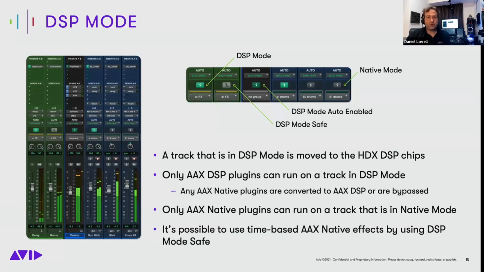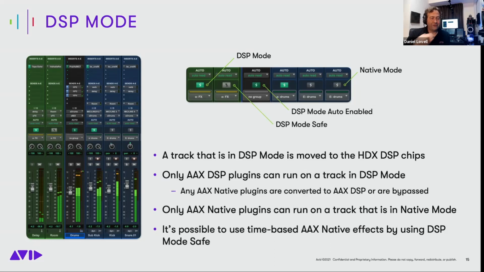Now, it is possible to do what we call DSP mode safe, which allows us, from a DSP enabled track, to do a send to something like a reverb or a delay, something that doesn't matter if it's got a little bit of that latency in there. So those are the modes we have. And as you can see in my diagram, we have a bright green color. The dark green colors, as we have the note there, is auto enabled. It just means that it's downstream from that DSP plugin that we've enabled.